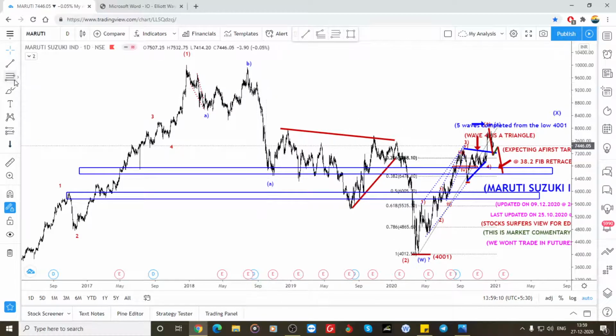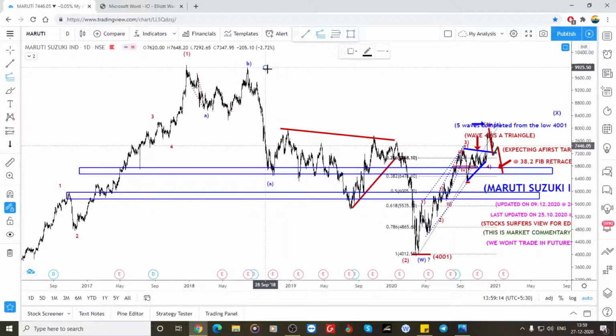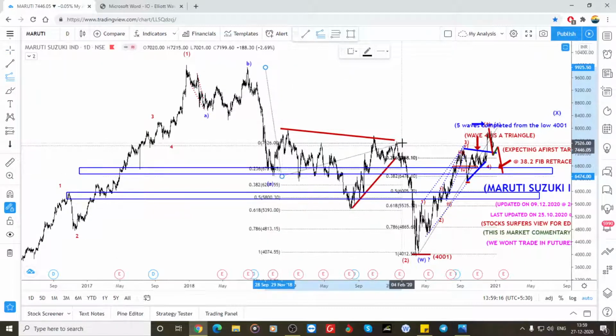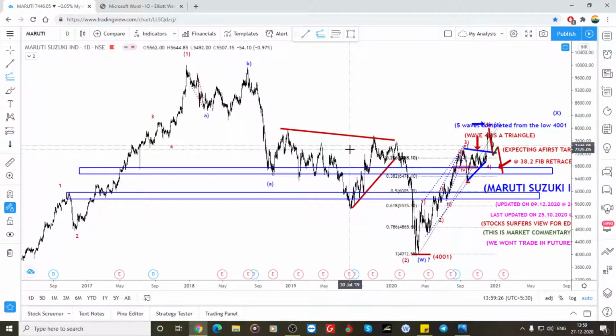After that, the same thing, and you can use this fib expansion for the target where that triangle ends. See, exactly, perfectly it has to decline to that 78.6 or 1. So that is the target in each triangle formation. If it is a fourth wave, that is equal to wave 1, or 0 to 3, the 38.2 to 61.8 is the target.